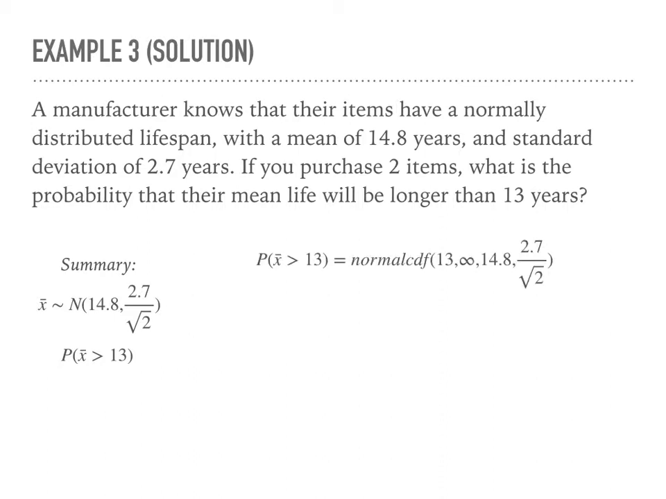We're looking for the probability that the sample mean is greater than 13. So we have normal CDF, lower bound of 13, upper bound of positive infinity. So 1E99 is what you would type for your calculator. And then your mean is 14.8. Standard deviation is 2.7 divided by the square root of 2. So your probability that it's greater than 13 is going to be approximately 0.8271.